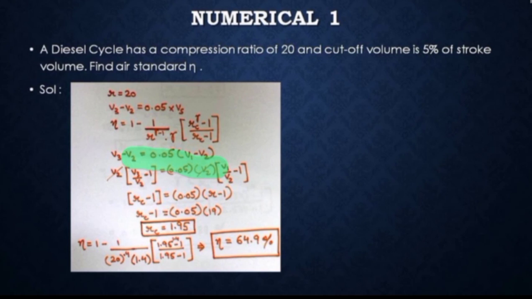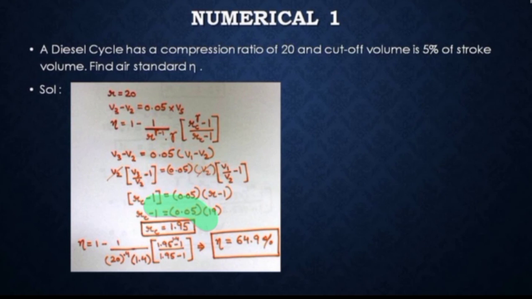We have to find the cutoff ratio. That is why we are solving this. We take v2 common from the left hand side as well as from the right hand side, and we already know that v3 by v2 is rc. So rc minus 1 is equal to 0.05 into r minus 1. What is r? r is the compression ratio, which is 20. So rc minus 1 is equal to 0.05 into 19. So rc is equal to 1.95. That is, cutoff ratio is 1.95.